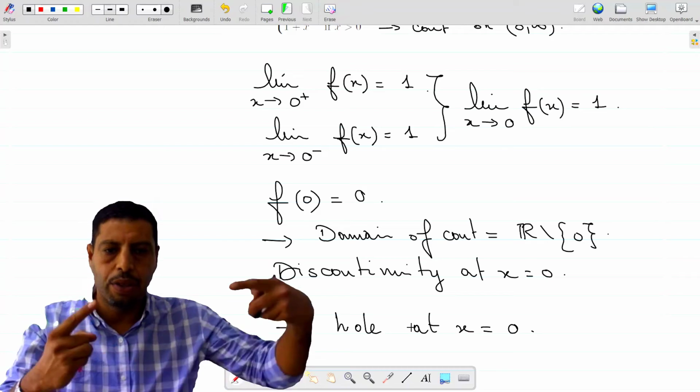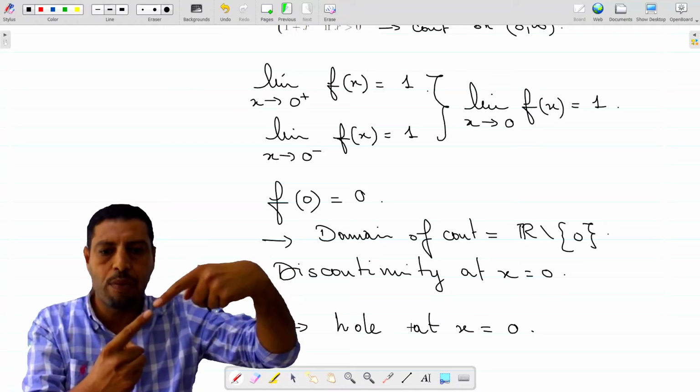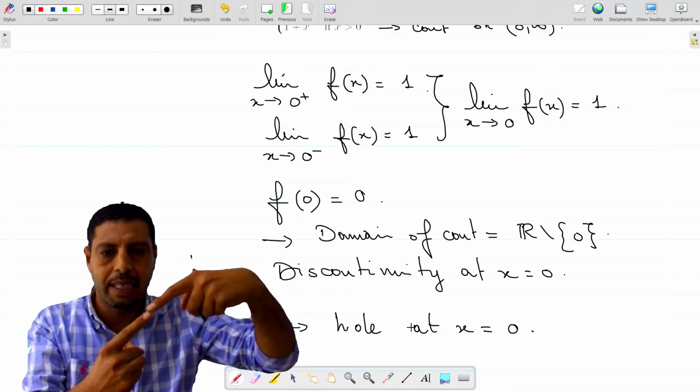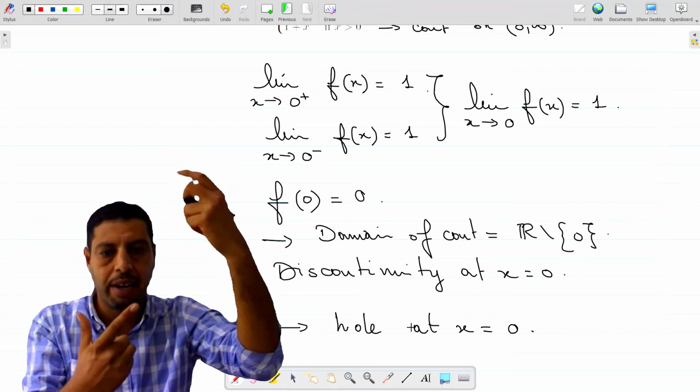Okay? Because the two limits are defined, they go to the same point, but the value of the function is not equal to this limit at this point. Okay? It's equal to something else. It means that you have a hole there and a solid point somewhere else.